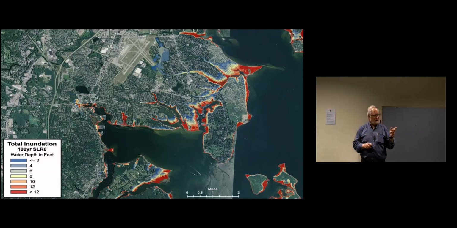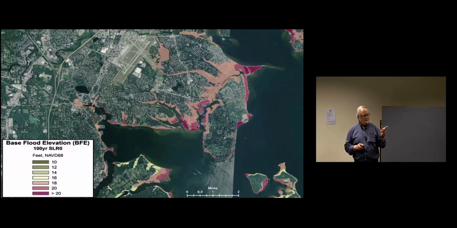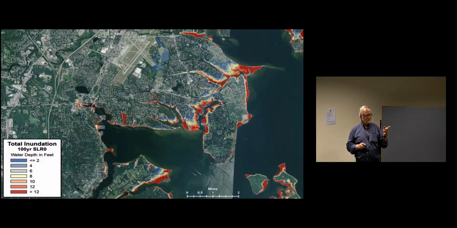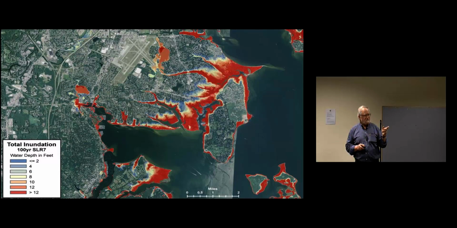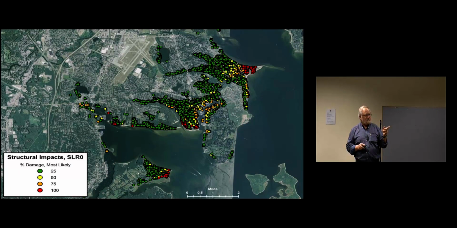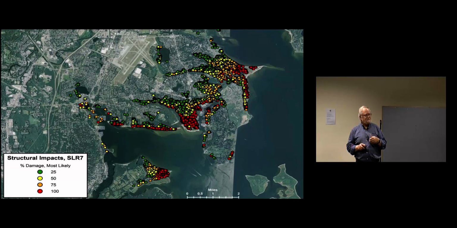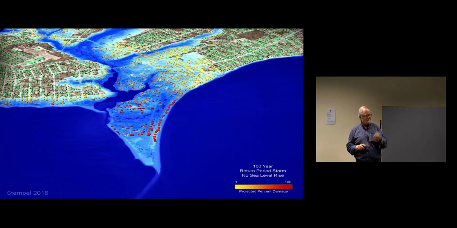So sea level rise, none, flooding. Here it is, base flood elevation, 0. Right? Here's total inundation, 2 feet of sea level rise, 7 feet of sea level rise. Here's the sea level impact, no sea level rise. Most places, no problem, right? 2 feet, 7 feet. So that tells you what structures are at risk.